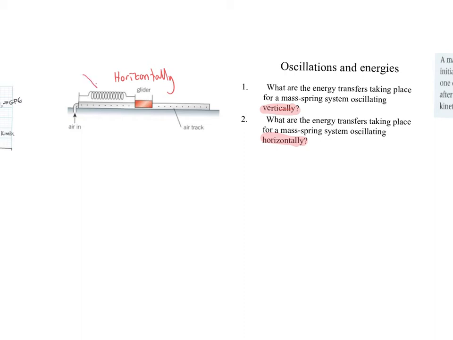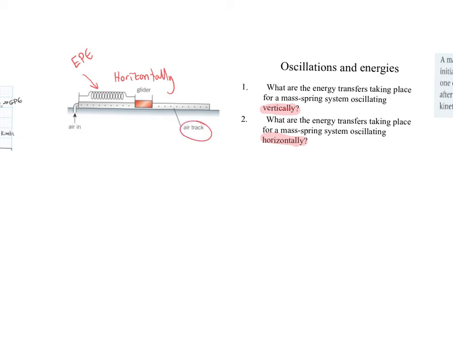If you have them horizontally, there's only two things taking place. Since you have a spring, you have elastic potential energy being stored when it's fully stretched or fully compressed. And you also have kinetic energy since the glider is moving on an air track. This is, by the way, a way of investigating it and checking it without friction.